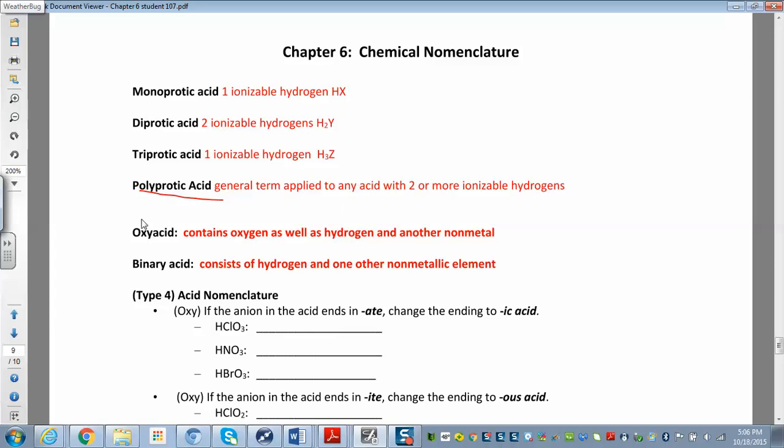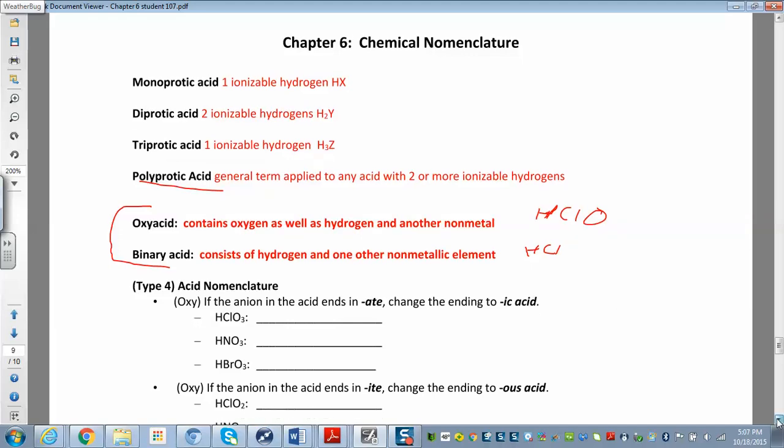When we name acids, we're really looking for two types. We have oxyacids, where it's basically hydrogen and then oxygen and something else, so something like HClO would be an oxyacid. A binary acid is just going to be something like HCl, hydrochloric acid, where you have hydrogen and chlorine. So oxyacids have an oxygen in them. A binary acid will not have oxygen in it. All right, so how do we name these things?